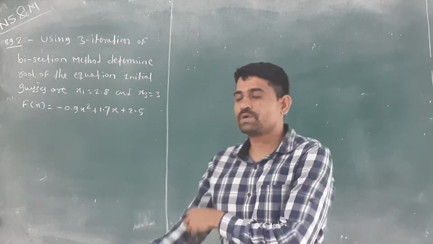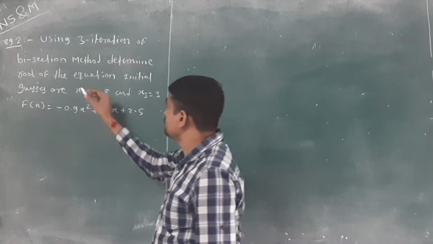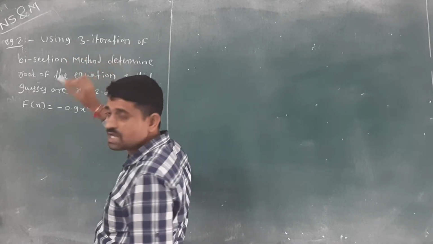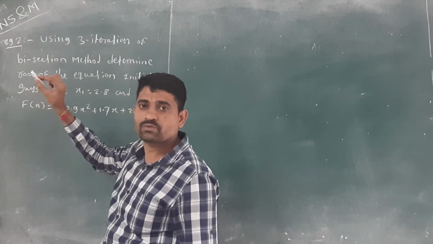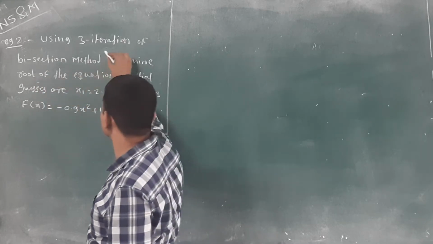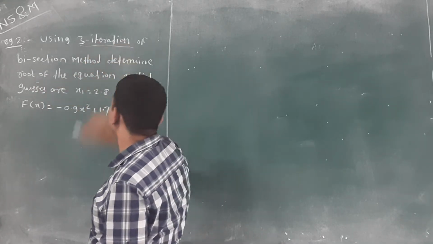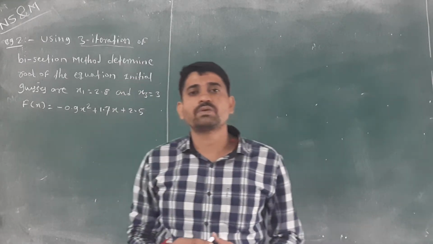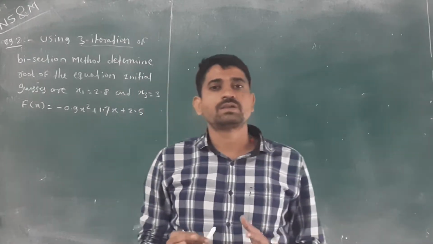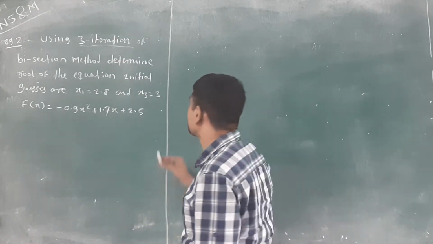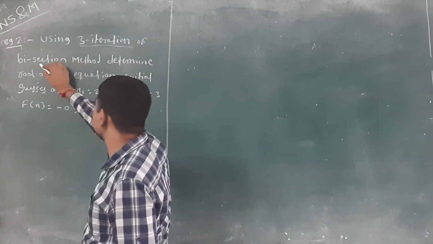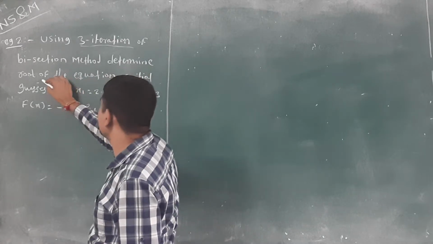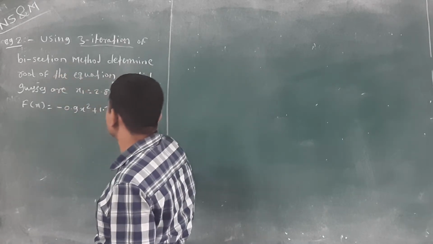See what is given. First, read the problem statement. Using 3 iterations. In the last numerical we were given the accuracy, but in this numerical you are given 3 iterations, which means you have to solve the numerical up to 3 iterations. Remember that. Which method? Bisection method. Determine the root of the equation.